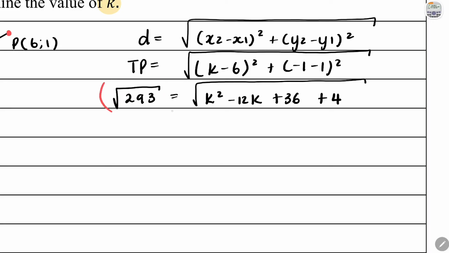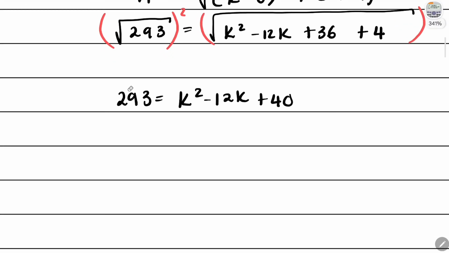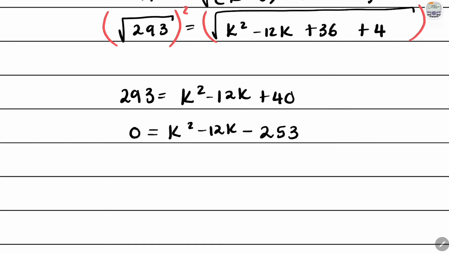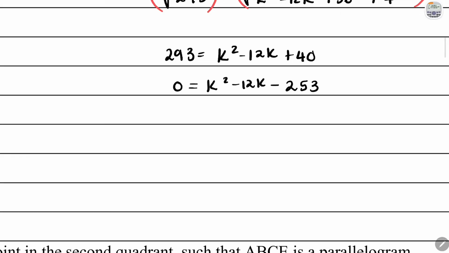And now at this point, you see that what will be a problem would be these square roots. So we're going to cancel them out by squaring both sides of this equation, and we have 293 equals, and those cancel. Now we have k squared minus 12k, and 36 plus 4 is 40. Let's transpose the 293. So 0 equals k squared minus 12k, and then 40 minus 293 gives us negative 253. So this is what we have, and we have to factorize.